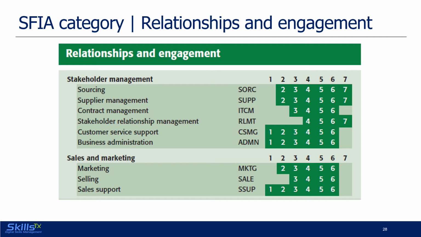There's fairly minimal change in the relationships and engagement category. We still have the same subcategories with the same naming, so stakeholder management and sales and marketing. The main changes are we have the new business administration skill, but we also have the product management skill that's moved from this category to elsewhere in the framework.